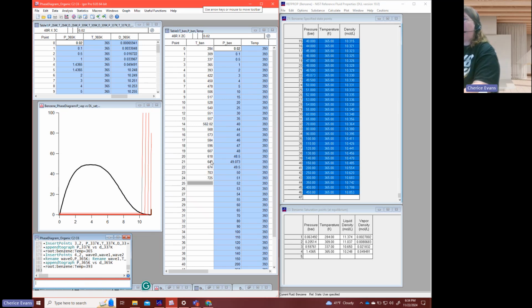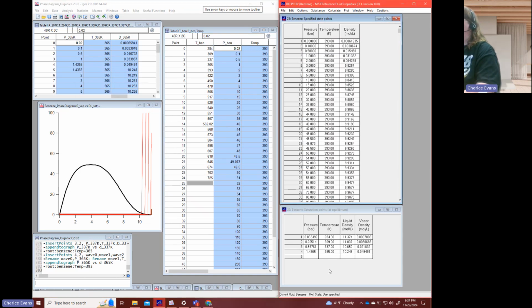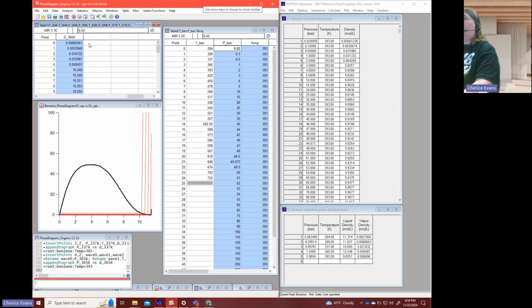But you can see by using the reduced density, I've at least got these isotherms consistently spaced so that they look nice on a graph and nobody's going to question why they are the way they are.